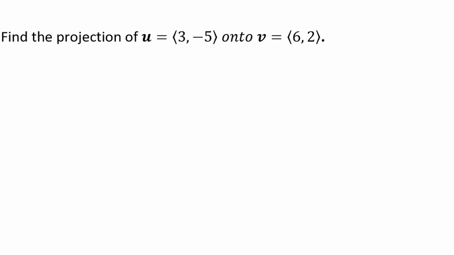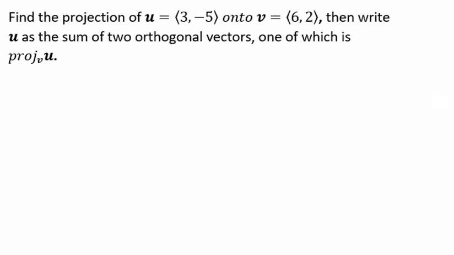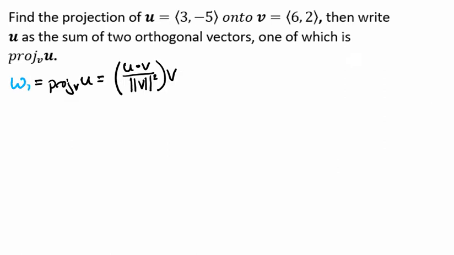So in this example, we want to find the projection of u onto v. We have components for u of 3 and negative 5, and the components of v as 6 and 2. Then we're going to write u as the sum of two orthogonal vectors, one of which is the projection of u onto v. Now the projection of u onto v is our W1, which remember is the dot product of u and v divided by the magnitude of v squared, all times v. So let's go ahead and find that. We'll begin by finding the dot product of u and v, which is 3 times 6 plus negative 5 times 2, which gives us a value of 8.